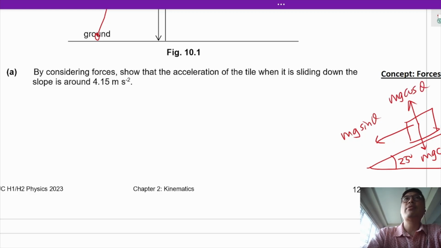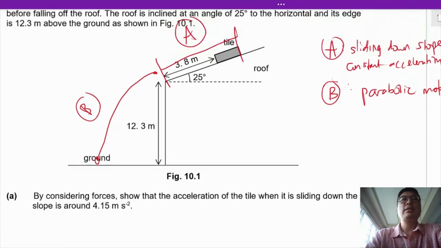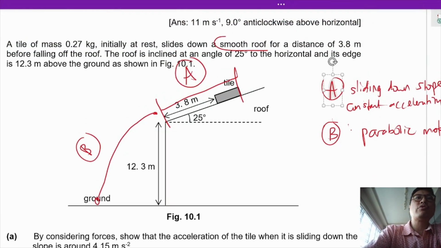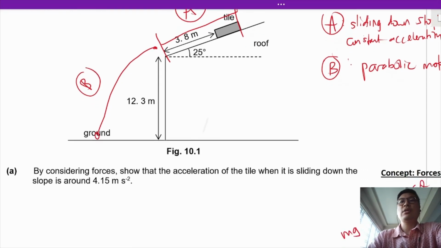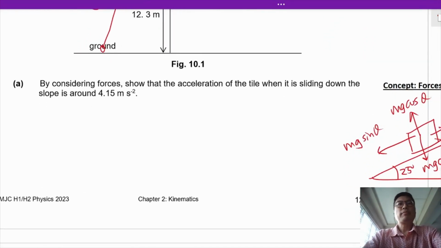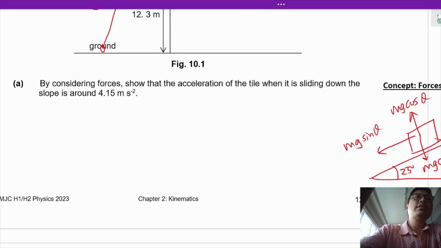And the last thing that we'll write is friction. Now the friction force is equal to 0 because it said that this is a smooth roof. For a smooth roof, the friction equals 0. Alright, so there's no friction force. So over here, we can see that the resultant force on this object will be just mg sine theta. So we can write F net is equal to mg sine theta down the slope.